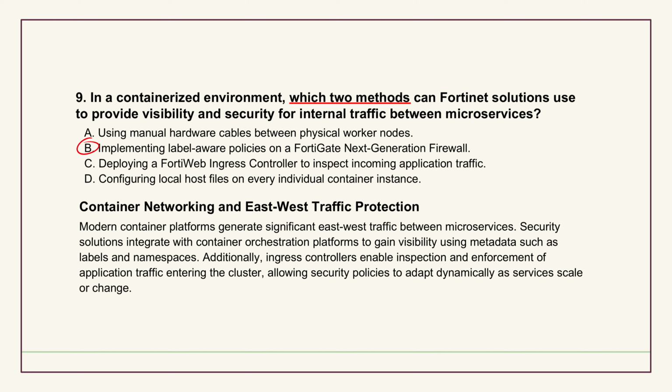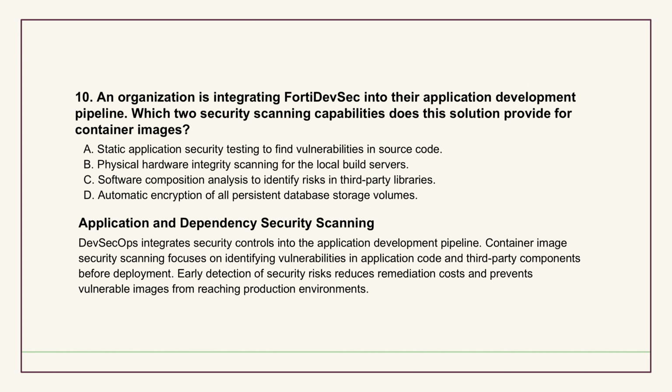What's the second? The second method targets the application layer for that internal communication, deploying a FortiWeb ingress controller to inspect incoming application traffic. So one handles network routing based on workload identity, and the other handles deep application layer protection for the components themselves. This complexity is why we now talk about DevSecOps, integrating security right into the pipeline before anything even hits production.